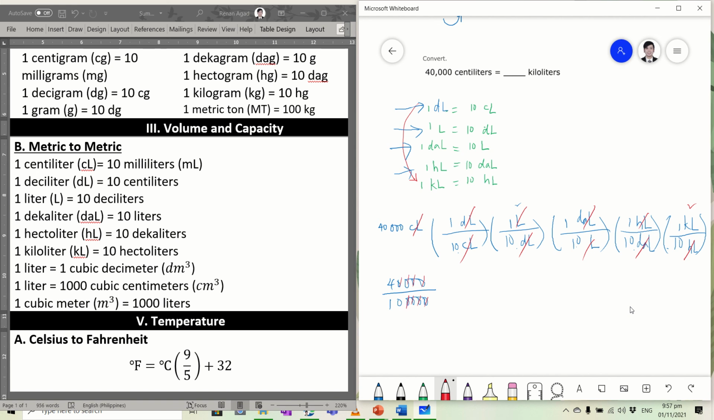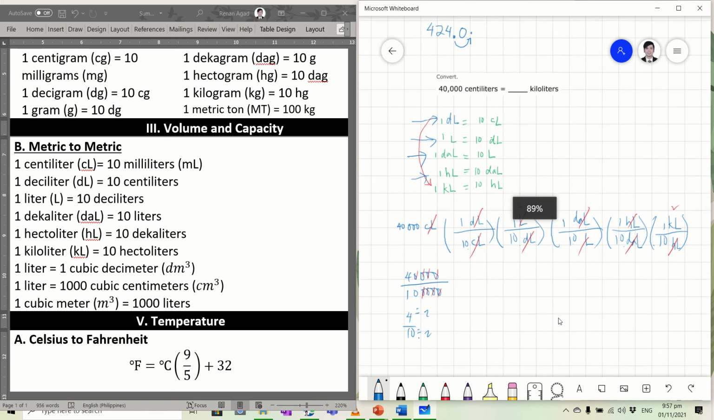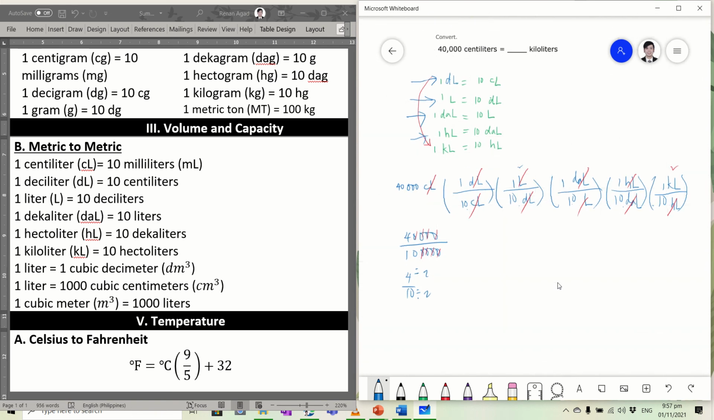So that would be 4 over 10. But you can still simplify that by dividing 2 in both parts of the fraction. So 4 divided by 2 is 2. Then you have 5. Then don't forget, we still have the unit. So that's kiloliters. So 2/5 kiloliters.